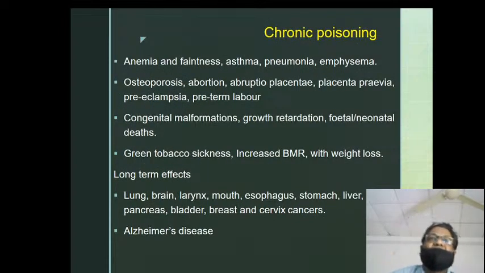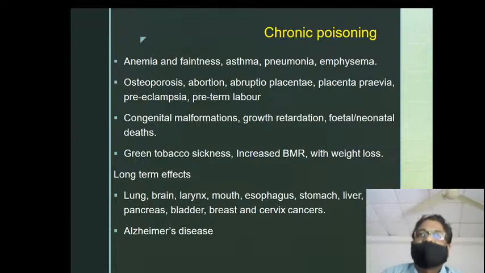Now chronic poisoning, especially in individuals who develop habituation to smoking. The individual will develop anemia, and sometimes respiratory diseases, that is chronic respiratory disease, chronic obstructive pulmonary disease, COPD. The individual develops asthma, pneumonia, bronchitis. Chronic bronchitis is one important one you have to remember, and they also develop emphysema.